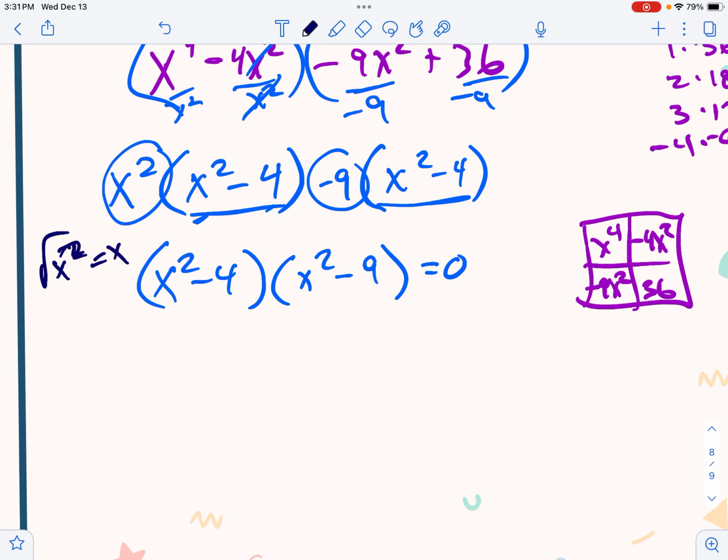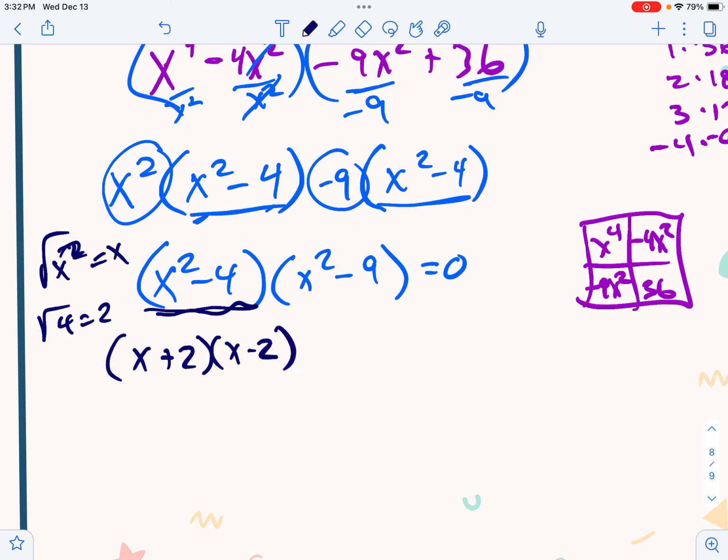But the key to this one is, I know x squared is a perfect square. The square root of it is x, and the square root of 4 is equal to 2. So this is a difference of perfect squares here. I can factor that one again: x plus 2 and x minus 2. 9 is a perfect square. The square root of 9 is 3, and so is x squared again. So I can break that one down also: x plus 3, x minus 3.